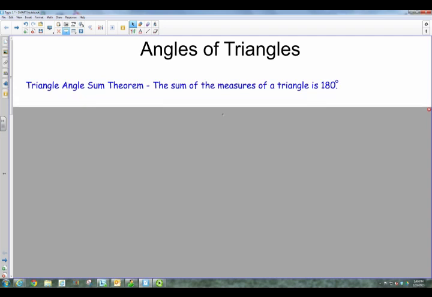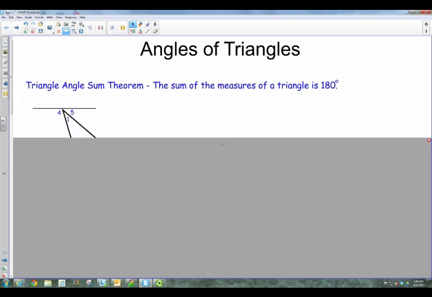Okay, so the first one is another one of these theorems, and hopefully this is something that's going to make sense and you guys can catch on. So the triangle angle sum theorem. What this says is the sum of the measures of a triangle is 180 degrees. And this is a theorem, which means it has been proven, and it is now a rule you can use.